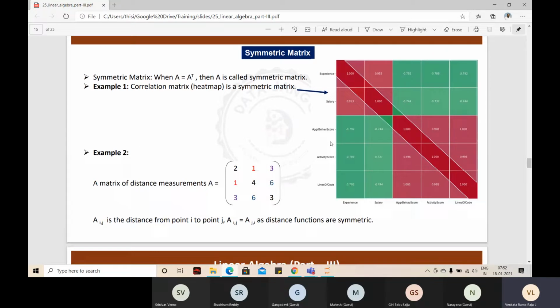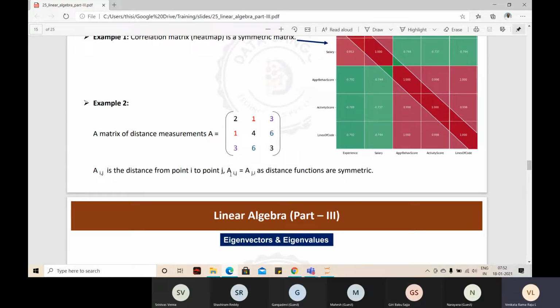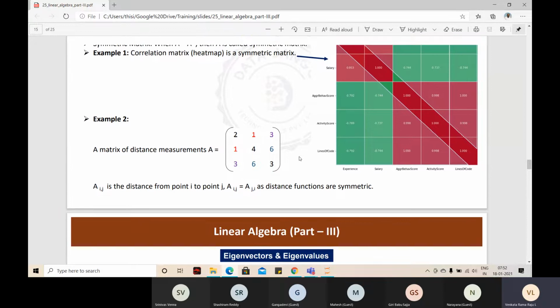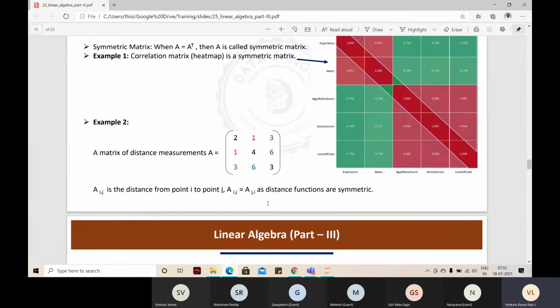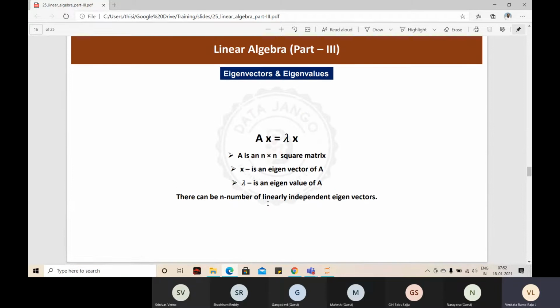Symmetric matrix, right? The lower triangle and upper triangle are going to be equal. Distance measure between multiple cities is going to be a symmetric matrix. And correlation matrix is also a symmetric matrix. So Aij is equal to Aji. A13 is equal to A31. Right? That's the symmetric matrix.